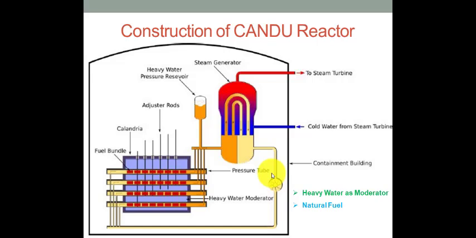Let's discuss the construction of the CANDU reactor with the help of this diagram. Here you can see that the core of the CANDU reactor is kept in a horizontal cylindrical tank called the calandria. You can see here the calandria.